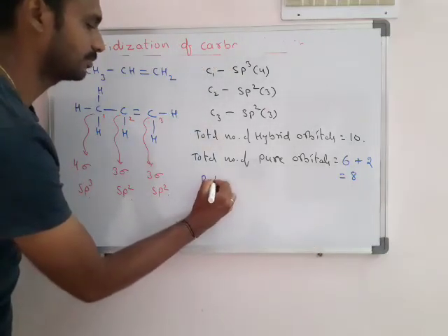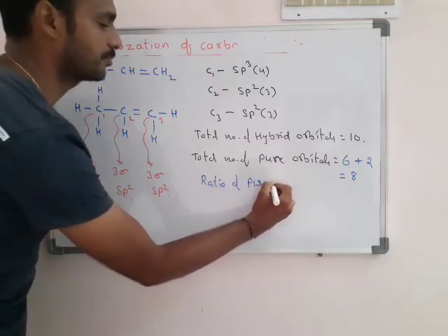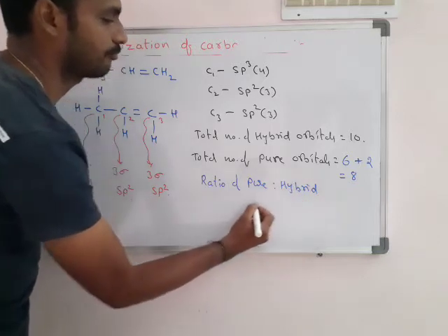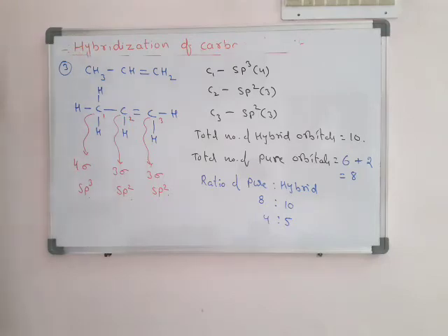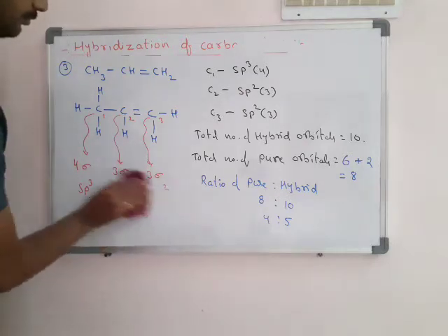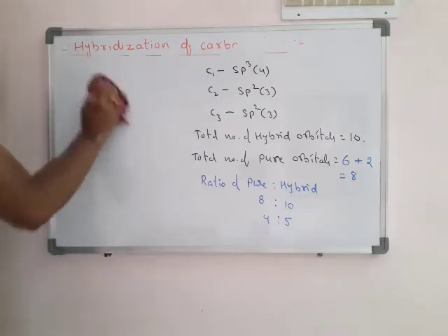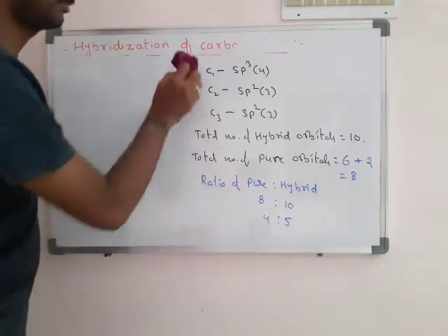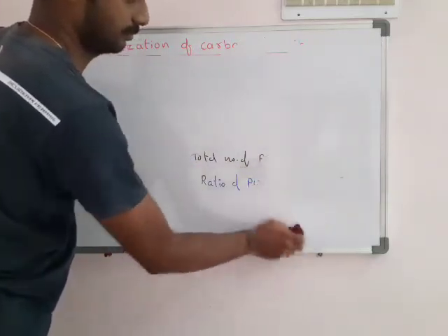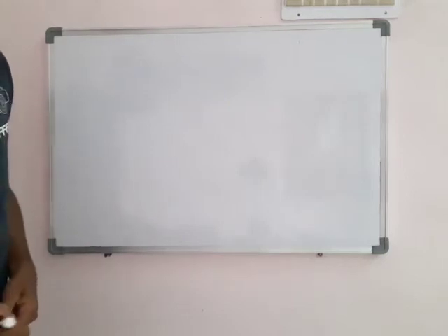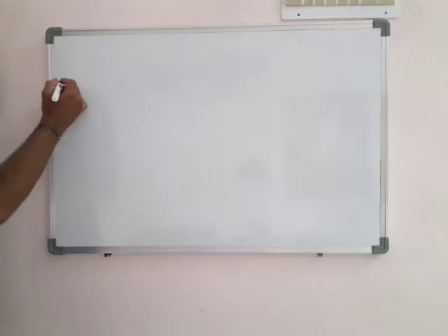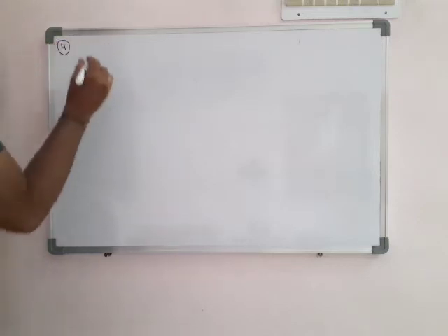So what is the ratio of pure to hybrid orbitals? Pure is 8, hybrid is 10. So 4:5. Now I give a formula to calculate the pure orbitals. See the next, and take some other example.